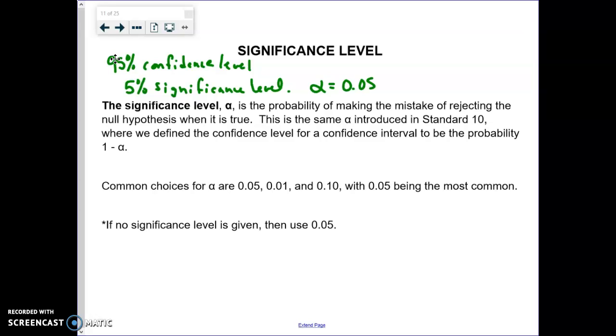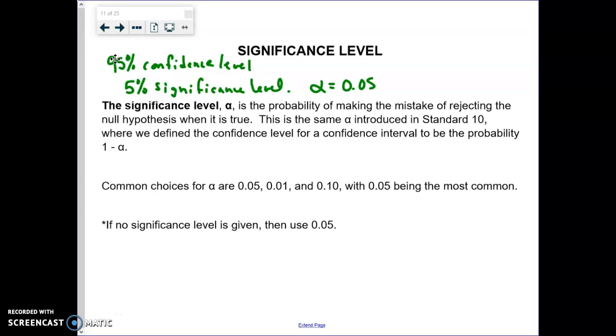Now, when we did confidence levels, we didn't really talk a lot about alpha. Well, to be honest with you, when we hypothesis test, we talk a lot about alpha, we don't talk a lot about confidence levels. So a significance level, denoted by alpha, is the probability of making the mistake of rejecting the null hypothesis when it's true. This is the same alpha introduced in standard 10, where we defined the confidence level for a confidence interval to be the probability of 1 minus alpha.